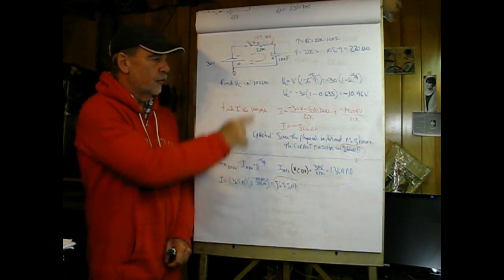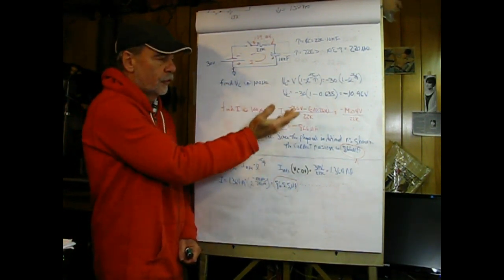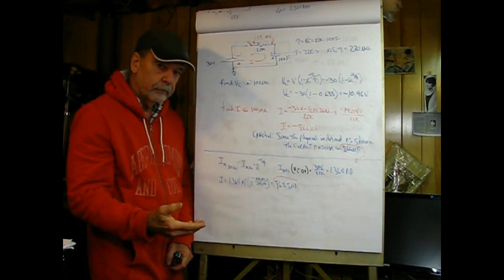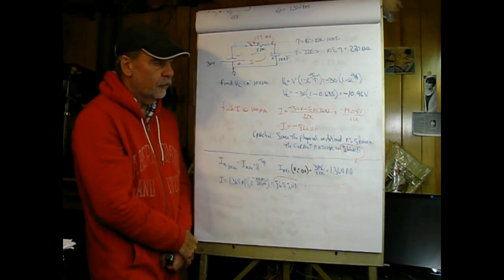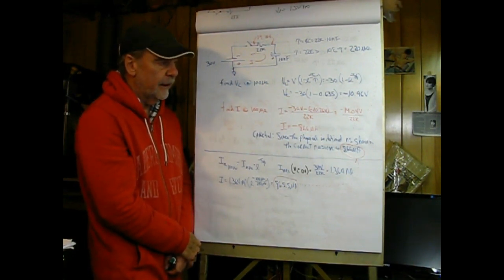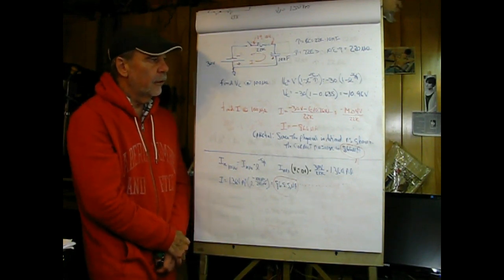And then to find VC at 100 microseconds, we just use the standard charging equation and multiply it by a negative 30 in this case. So the solution to that would be a negative 10.96 volts. That would be there after 100 microseconds.